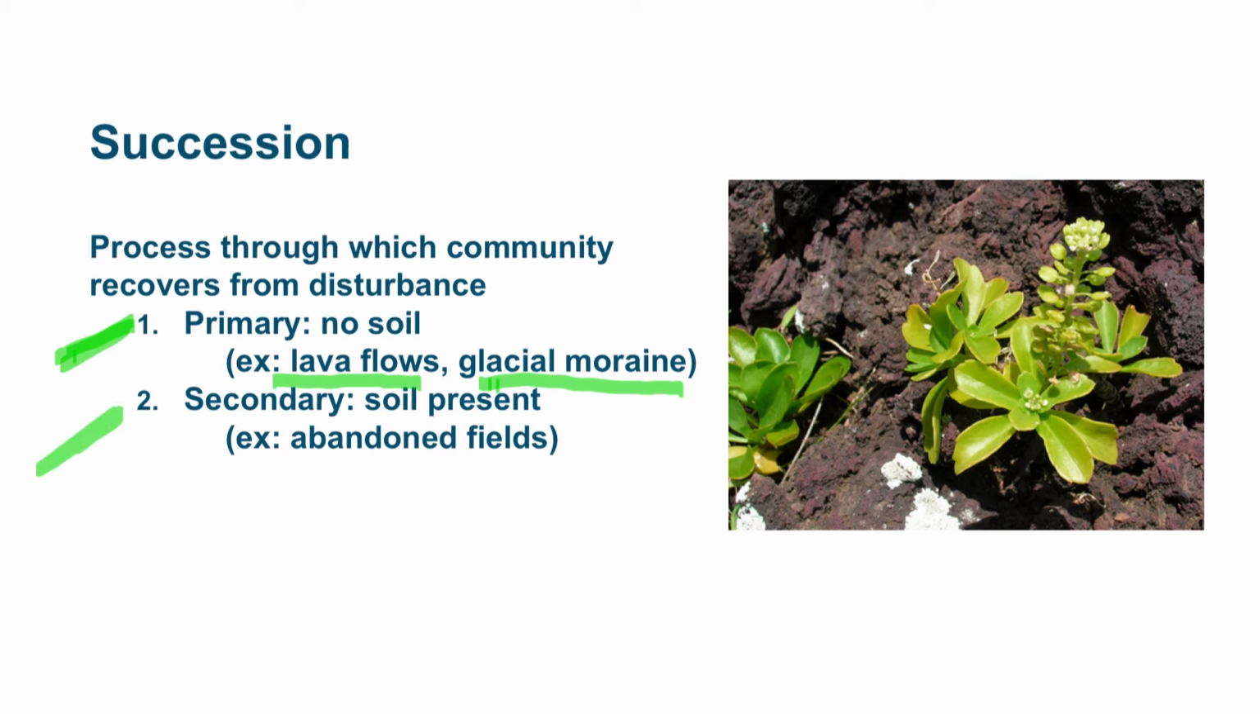And then secondary succession happens in areas like an abandoned field where soil is present and the plant community changes based on how long the community or the abandoned field has been left to itself to recover. So make sure you check the readings if you need more details about the differences between different types of symbiotic relationships and primary and secondary succession.